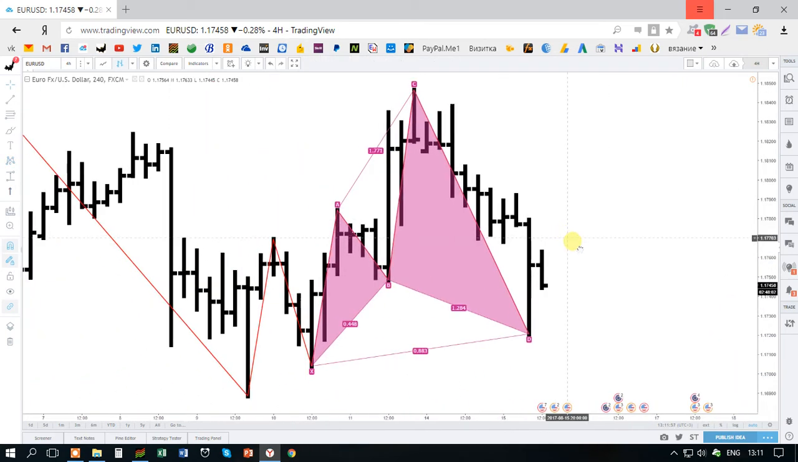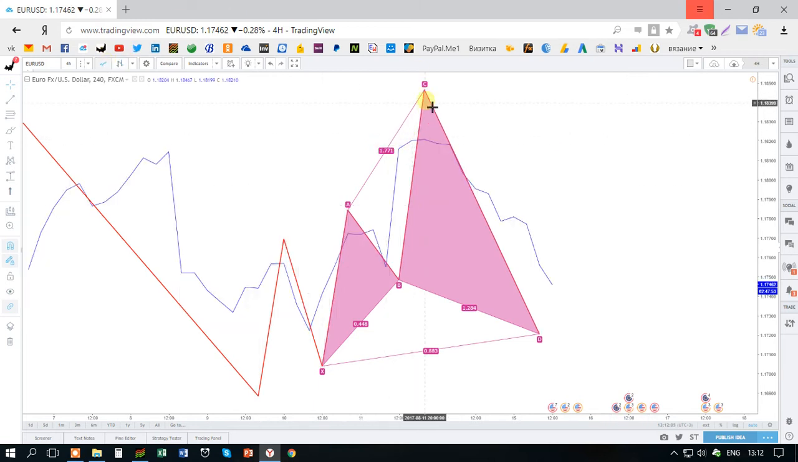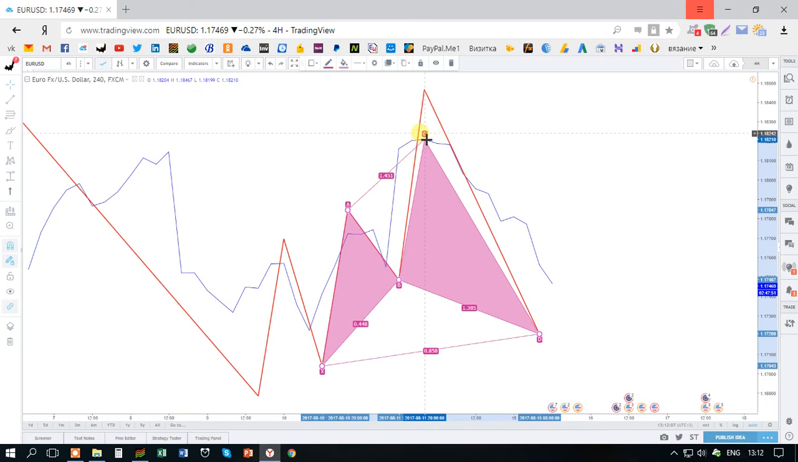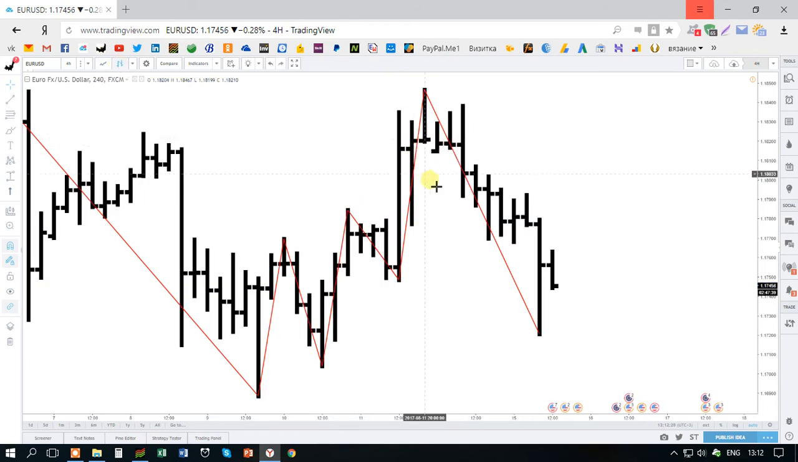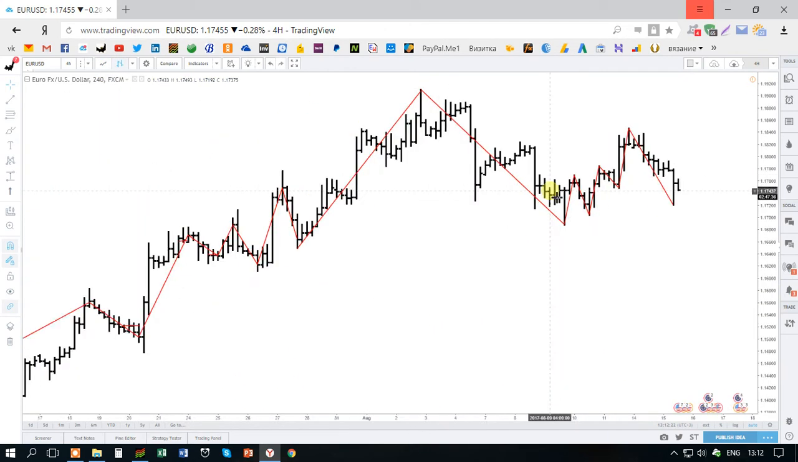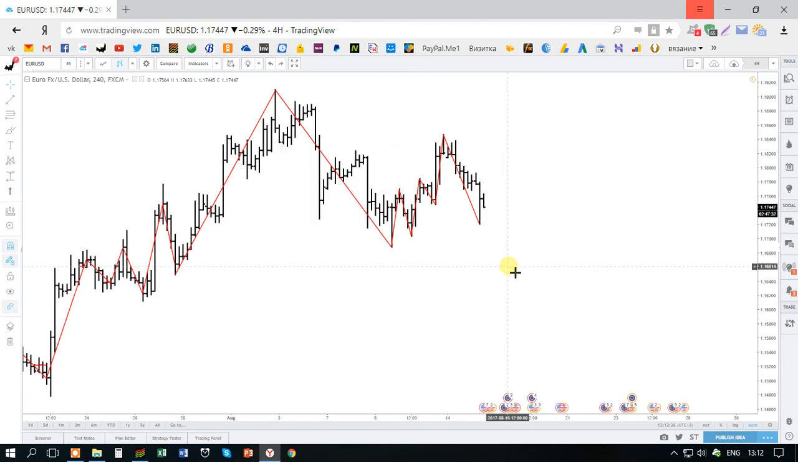C is very large. The rule for cipher says that we should not have a candle close above 1.414. So if we switch to close and measure the highest close, it is 1.451. It is more than 1.414. That's why this cipher is invalid. This is not a valid cipher. But if we had those closes lower, then it would be a valid cipher pattern.